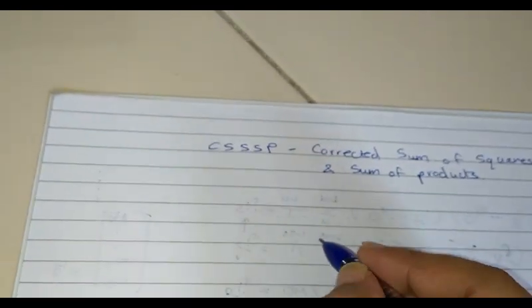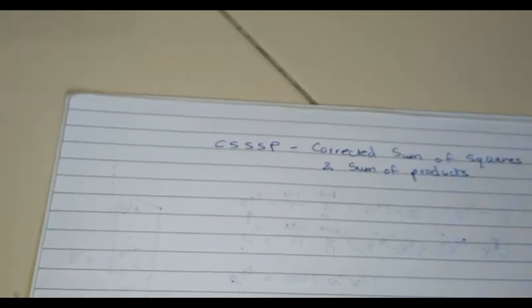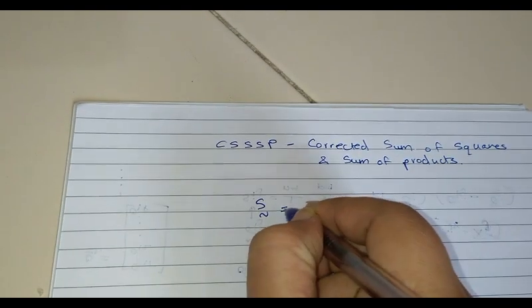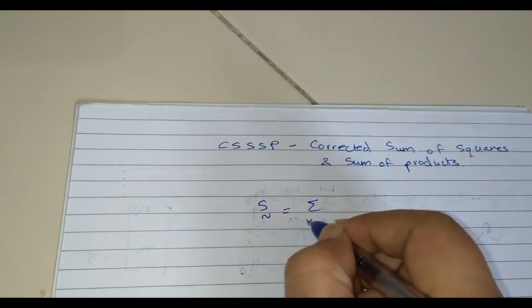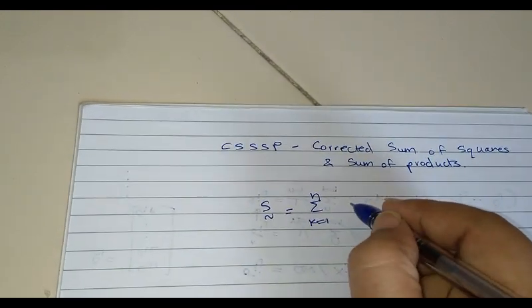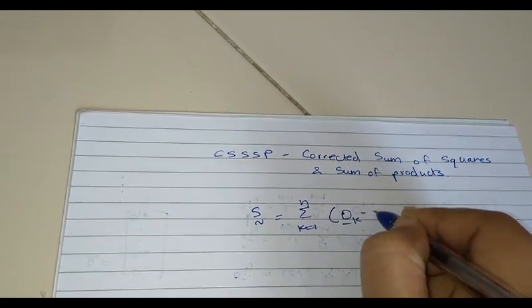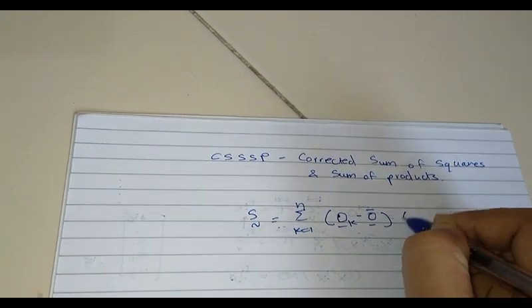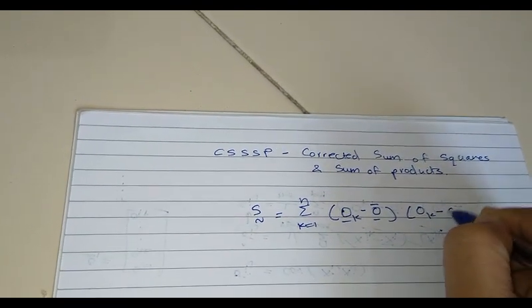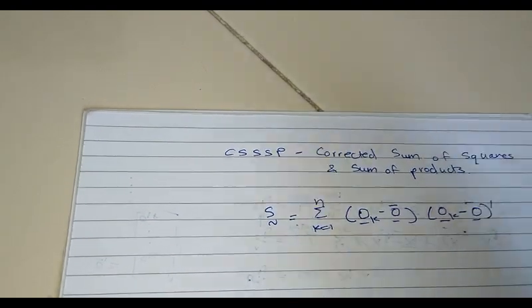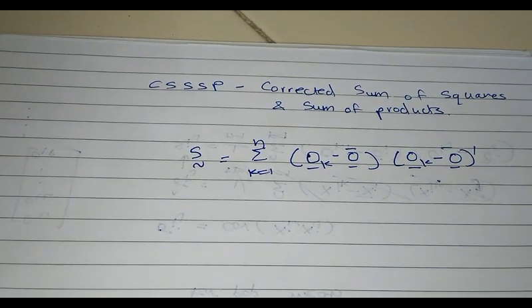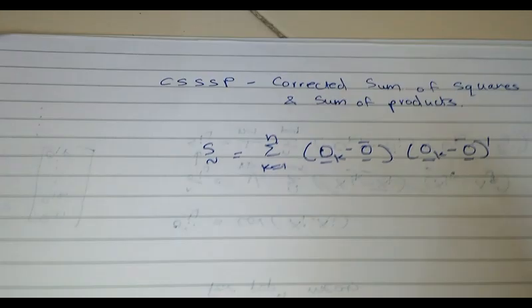Okay, so what do I mean by this? If we define matrix S as the sum over k going from 1 to n of (O_k minus O bar) into (O_k minus O bar) prime. Okay, we are defining a matrix S as the sum over k going from 1 to n of (O_k minus O bar)(O_k minus O bar) prime.